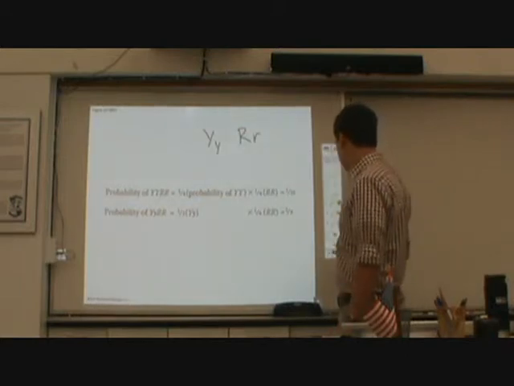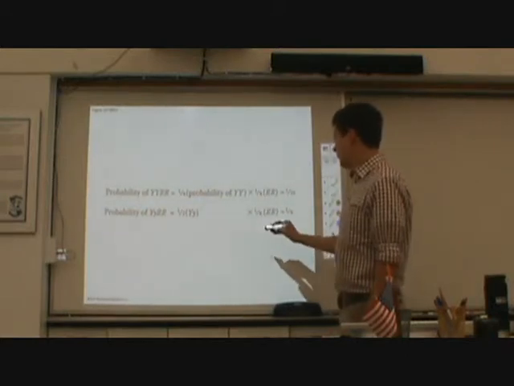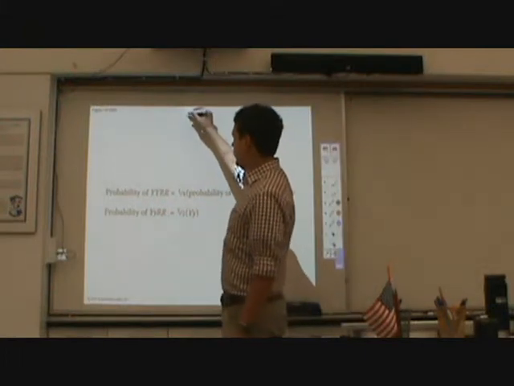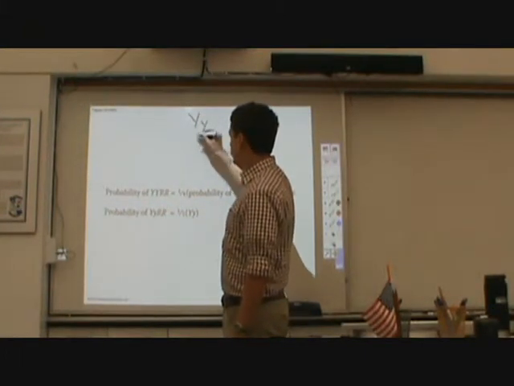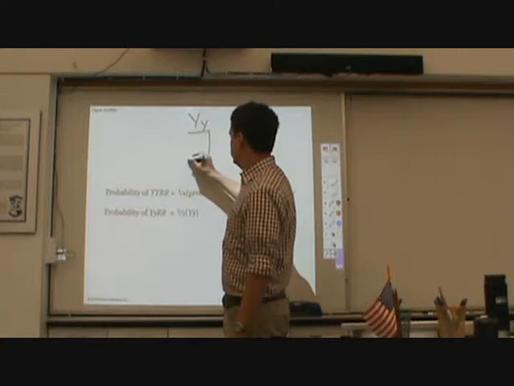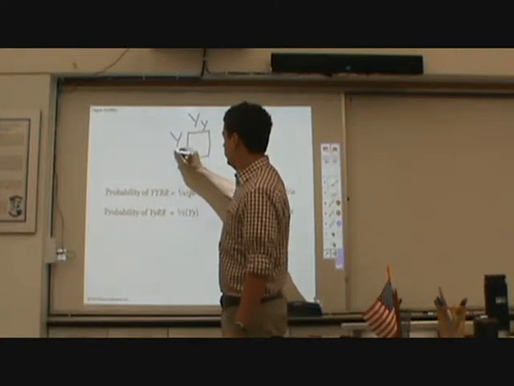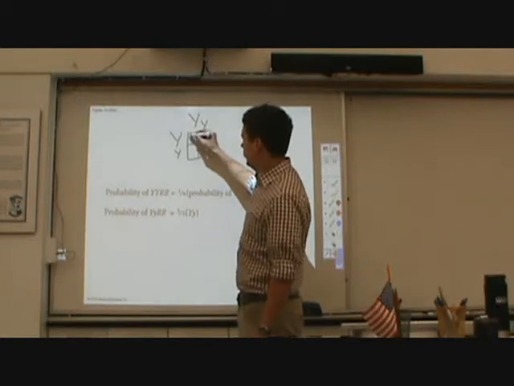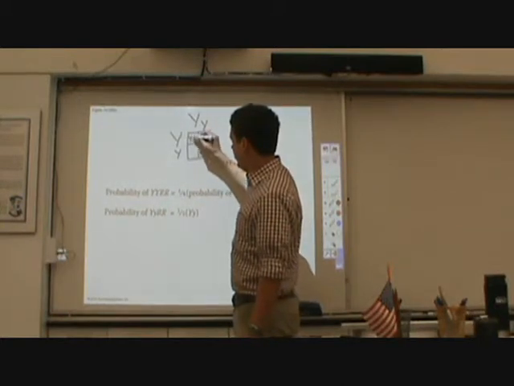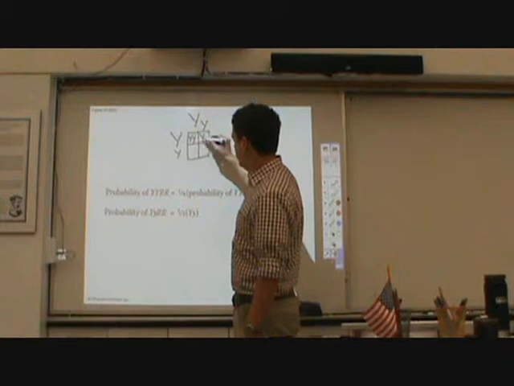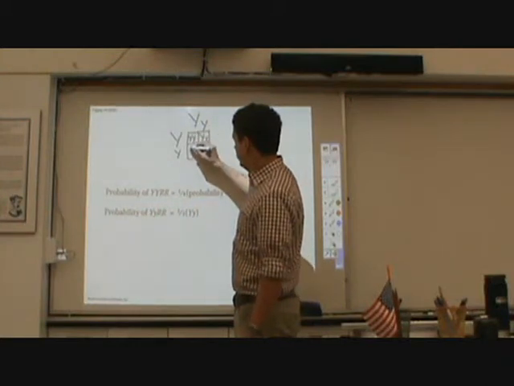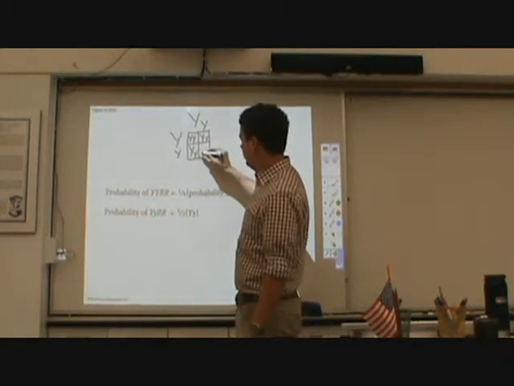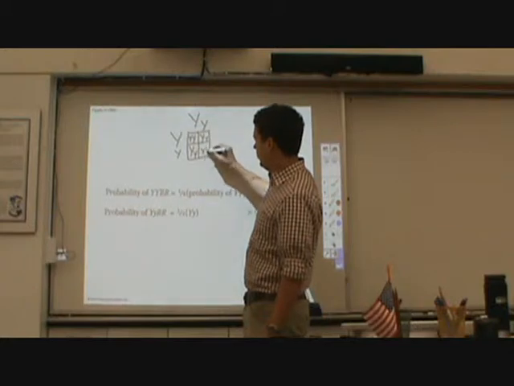So let's show that here. If we had big Y, little y, big Y, little y, you can see that we would have big Y, big Y, big Y, little y, big Y, little y, and little y, little y.